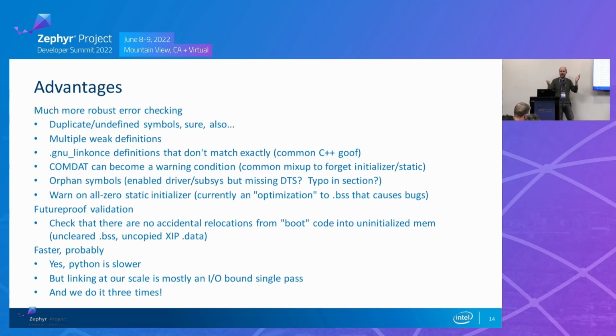Future-proof validation. I mean, obviously, the rules that I mentioned earlier about no calling from your initialization region into the region to be initialized, you can enforce that with a linker. It would be kind of nice. And maybe it might even be faster.